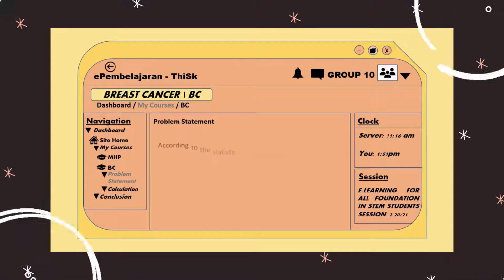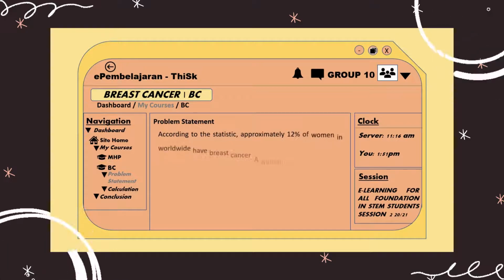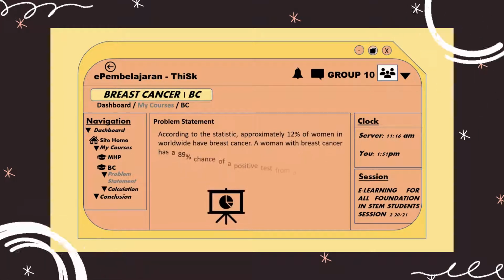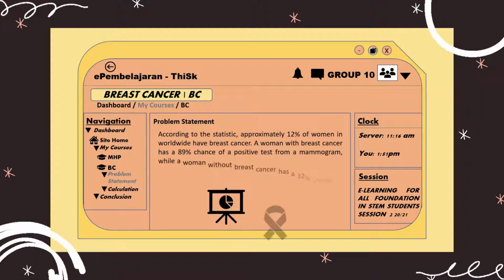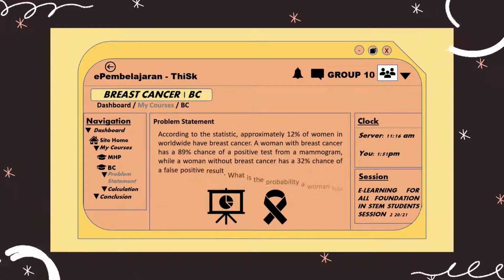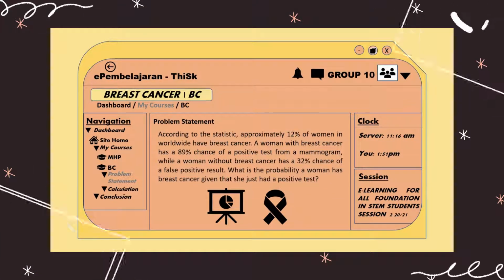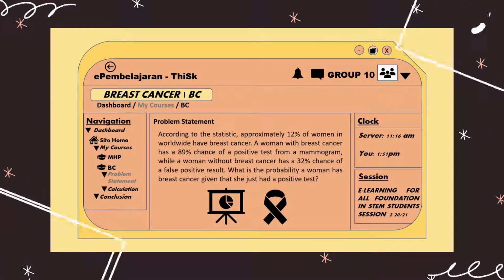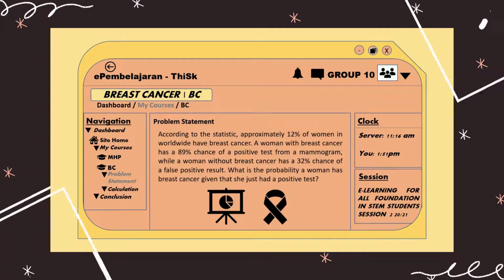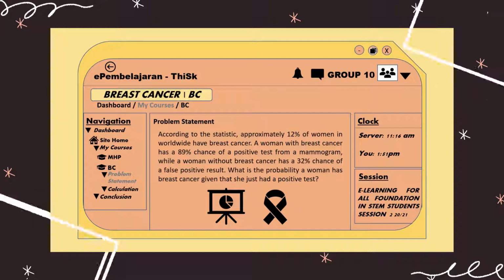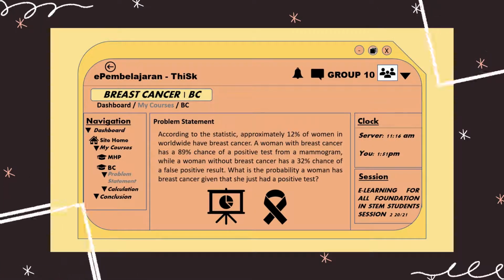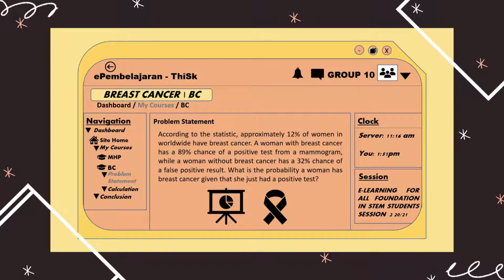Problem statement. According to the statistic, approximately 12% of women worldwide have breast cancer. A woman with breast cancer has an 89% chance of a positive test from a mammogram, while a woman without breast cancer has a 32% chance of a false positive result. What is the probability a woman has breast cancer given that she just had a positive test?